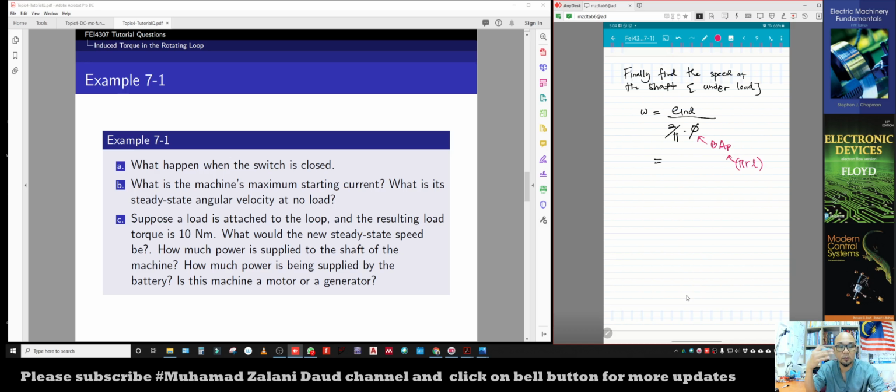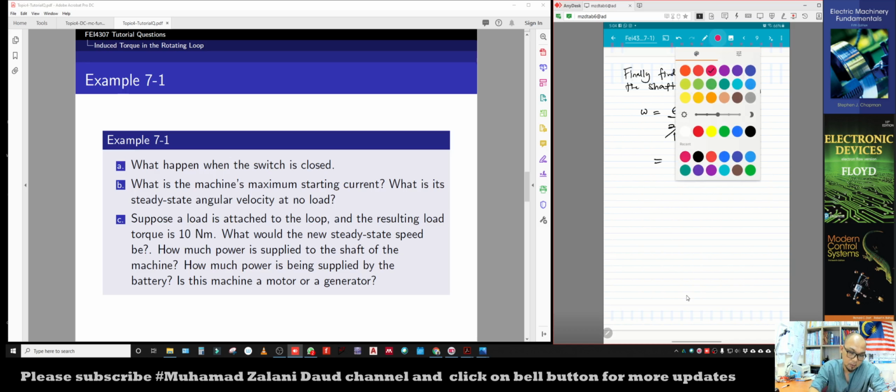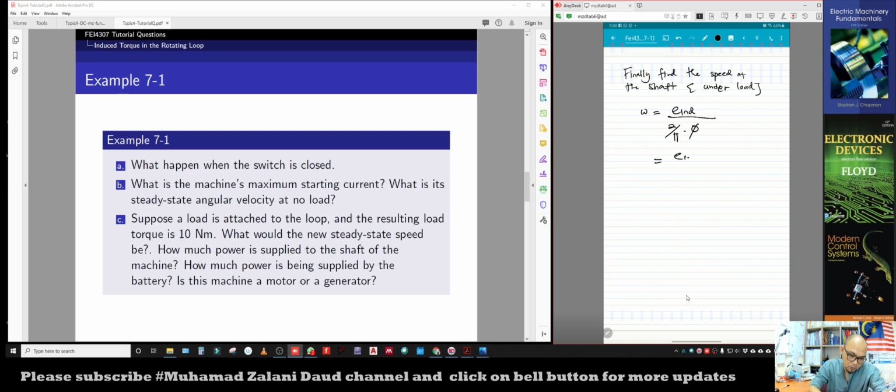I'm not going to do it again. I've done this before, right? So basically we end up with this equation, omega equals E in divided by 2 RL B. So we can just substitute the values. We get 432 radian per second. This is the new steady state speed after we attach the load.